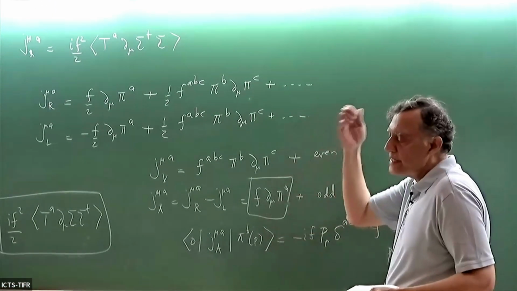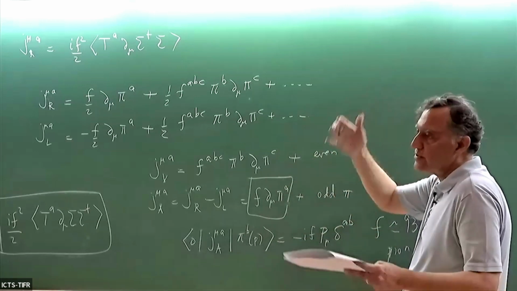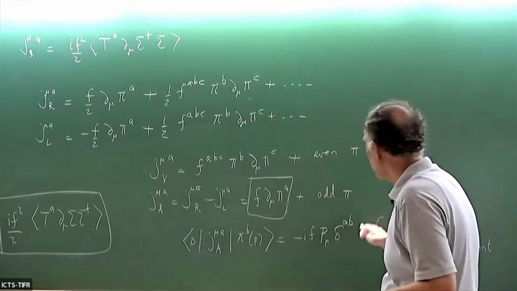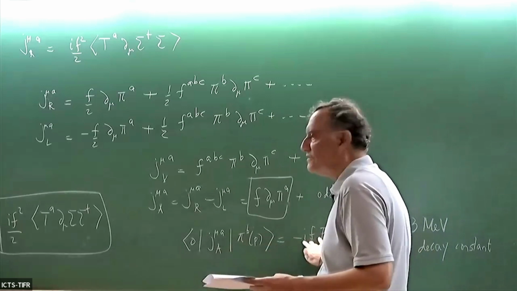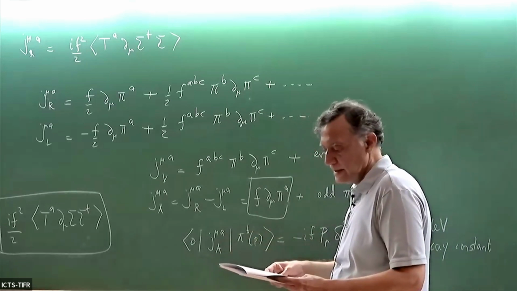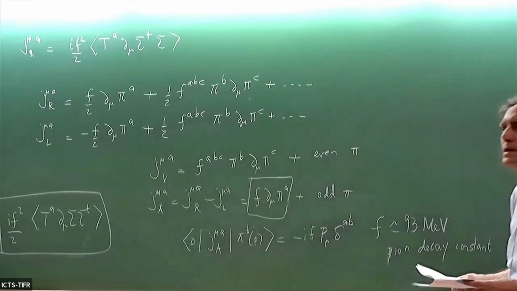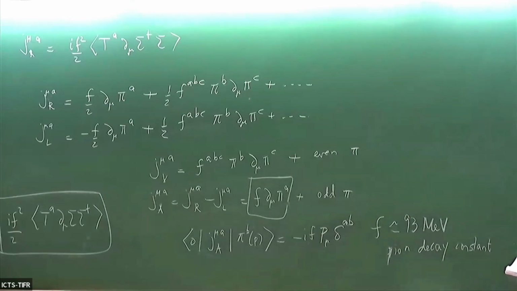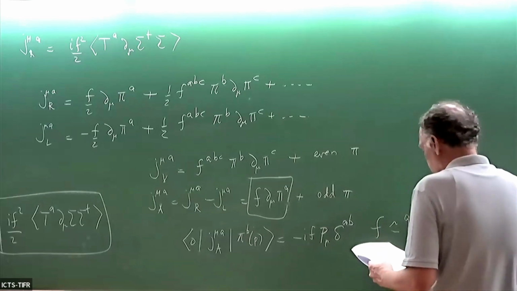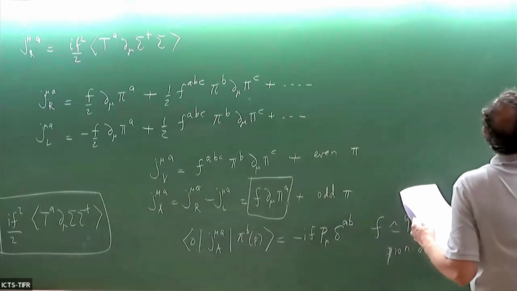Okay, so the old PCAC results from the 1960s, where nobody knew about QCD or anything, just assume there was this matrix element with an F pi, and then you can go calculate. Okay, so any questions on this? Okay, so now we can go do pion decay.